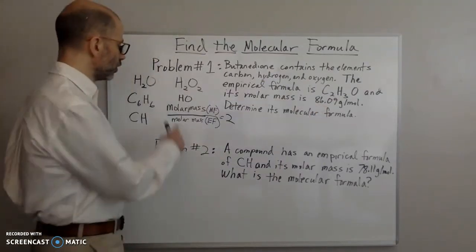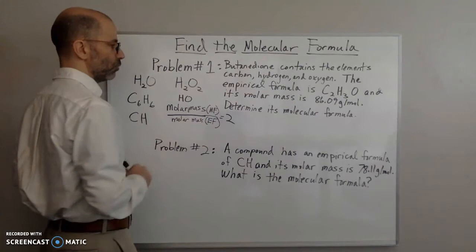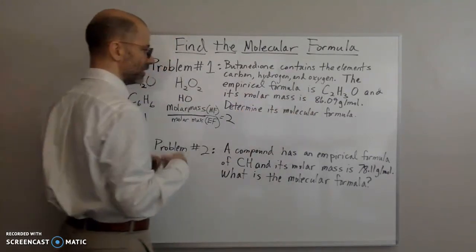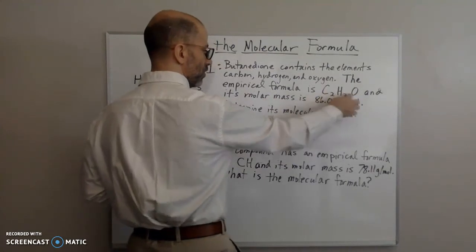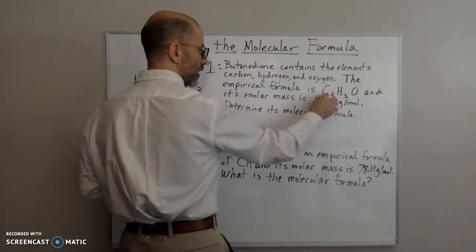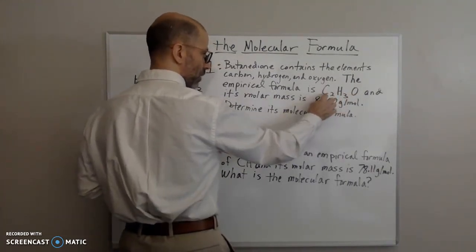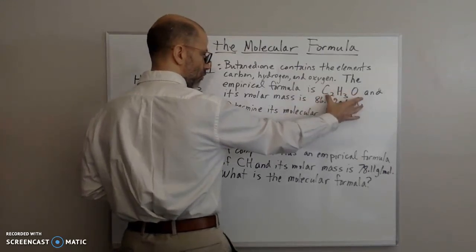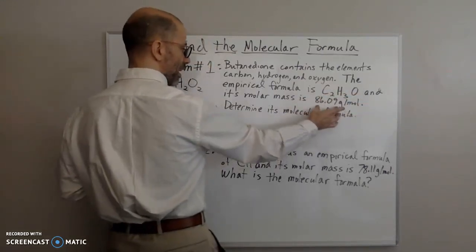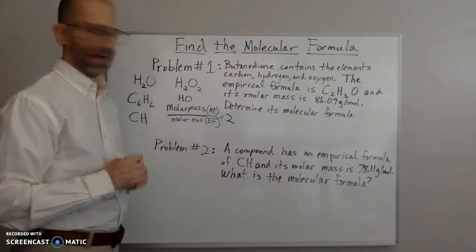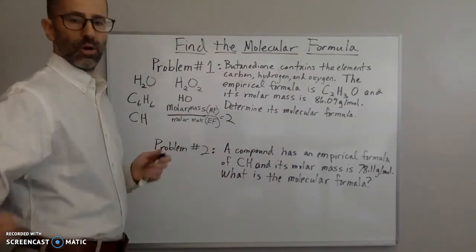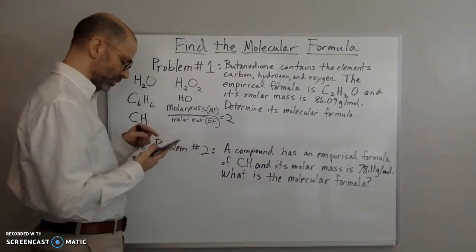So in order to figure out what factor we need to multiply by, we need to find the formula mass for our empirical formula, and then divide that into the molar mass. So let's go ahead and calculate that out.